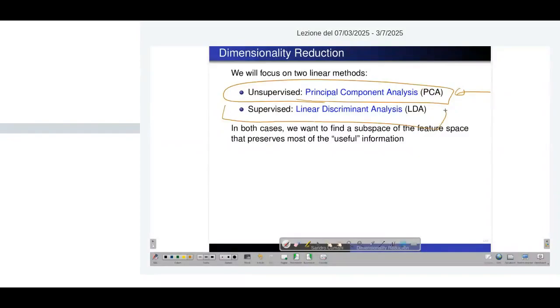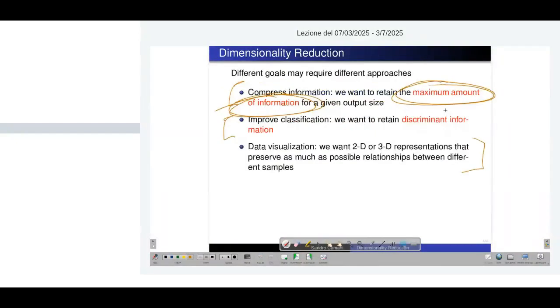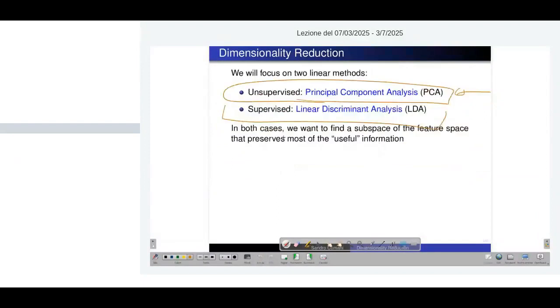And the second one is called linear discriminant analysis, which addresses the second problem. So this time it's supervised, because to know what is discriminant, we need to know the labels of the classes. We want a direction that allows to separate the classes, so it's not just a direction of the space, but it's a direction that should take into account the classes of our problem. So this will be supervised, and both will be linear methods.